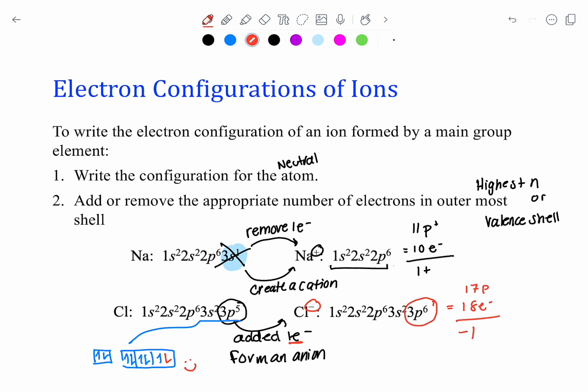which relates to the 1- charge on chlorine. Okay, so when we're writing out electron configurations of an ion, we first want to write the configuration of the neutral atom, and then determine where the electrons are either going to be added or removed from. Specifically, they're going to be added or removed from the highest N value or the valence shell, however you think of those, they're the same thing.